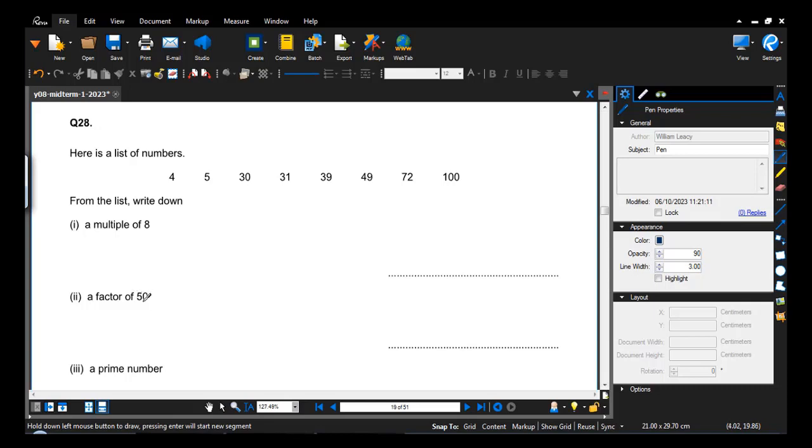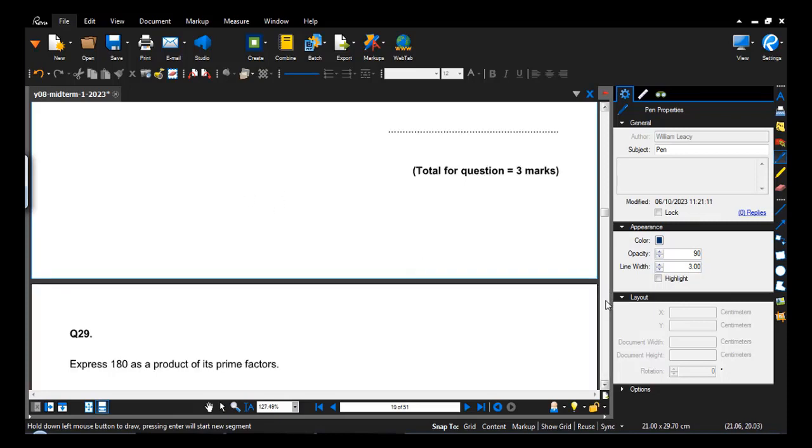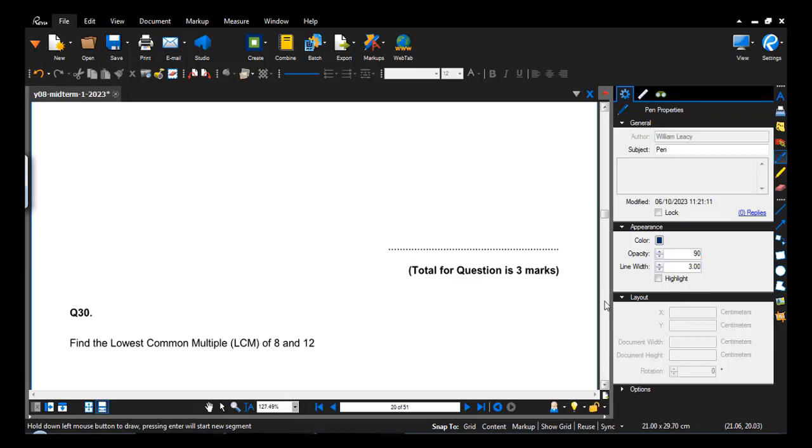A factor of 50 is a number that divides into 50. A prime number is a number that cannot be divided by any distinct factors except one and itself. LCM of 8 and 12, we just did that.